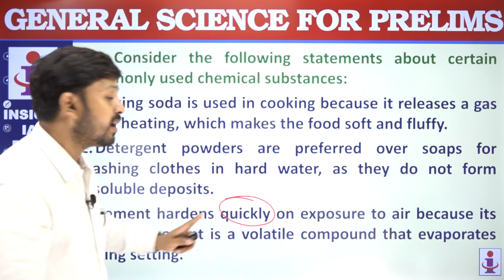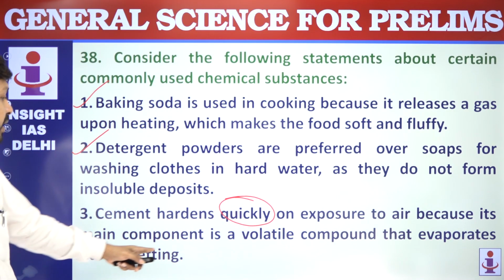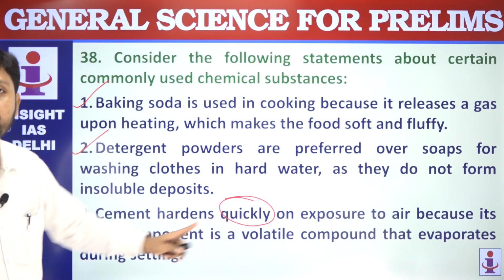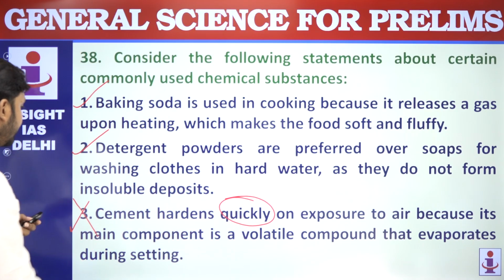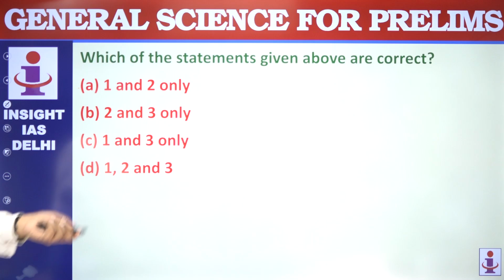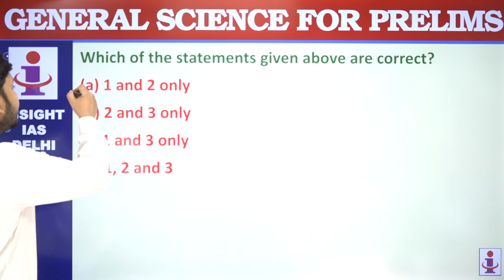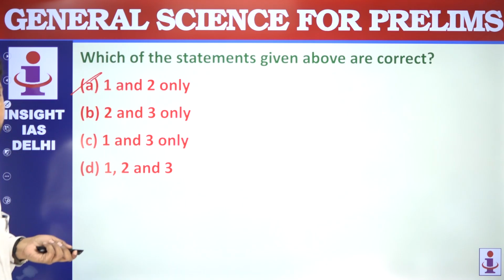It's not quick, and chemical reactions will take place. It's not because of volatile components evaporating. So this is a wrong statement. So 1 and 2 are correct, and they're asking for the correct ones. So 1 and 2 are there in option A. So option A is our right answer.